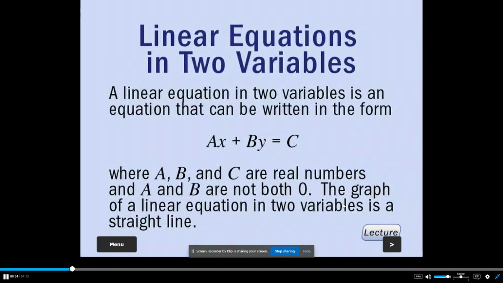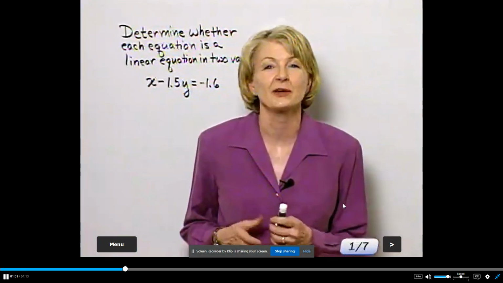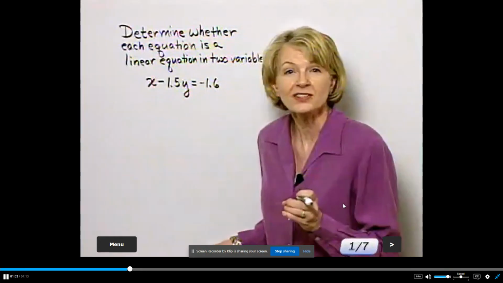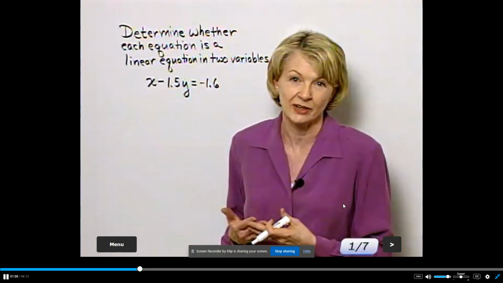A linear equation in two variables is an equation that can be written in the form ax plus by is equal to c, where a, b, and c are real numbers and a and b are not both 0. The graph of a linear equation in two variables is a straight line. We will practice graphing linear equations in two variables in just a moment, but first, let's make sure we can recognize a linear equation in two variables.